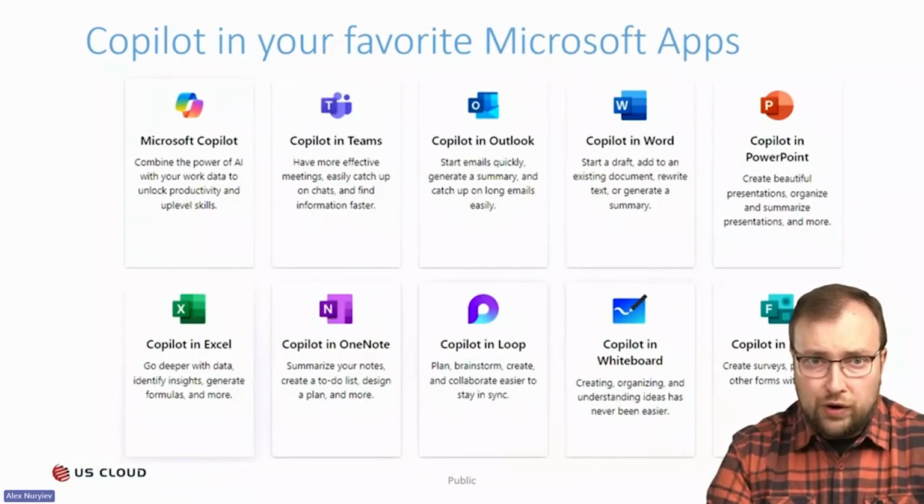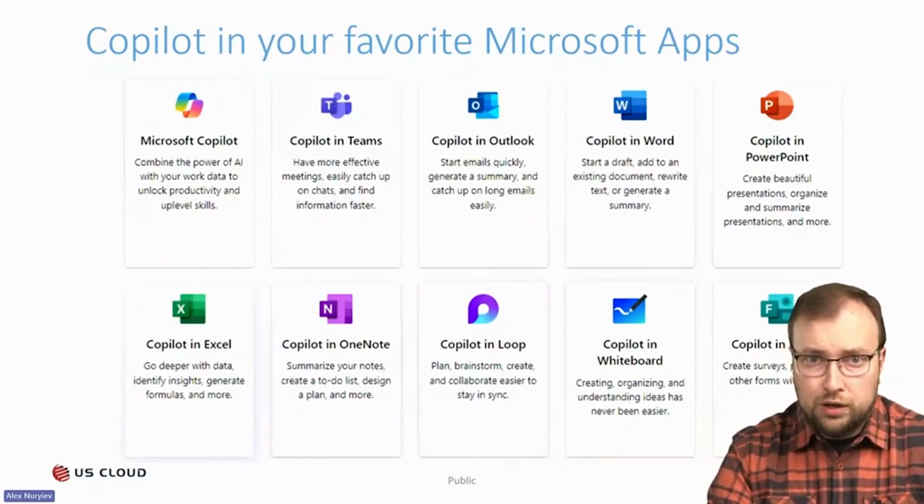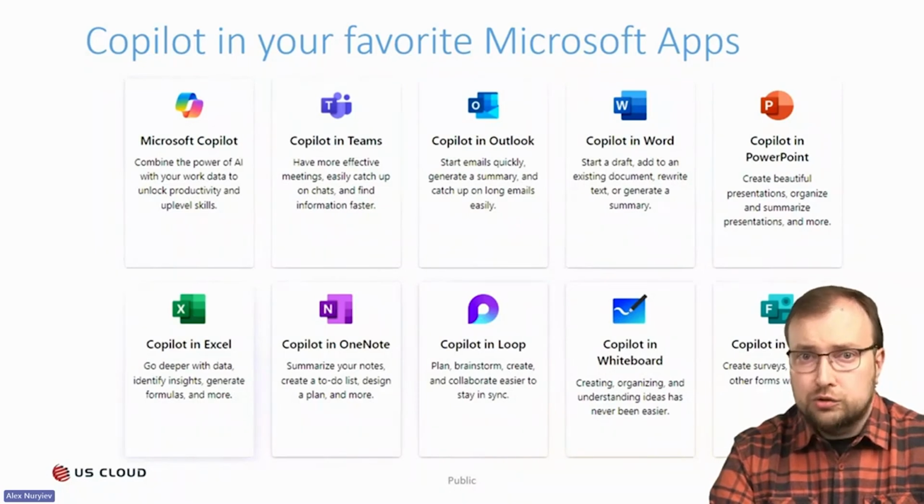Copilot in your favorite Microsoft applications. Copilot for Microsoft 365 transforms your Microsoft 365 experience. It does so by raising the range of applications, including Outlook, PowerPoint, Excel, Word, and Teams, with integrated intelligent features and innovations. Copilot in Teams will give you the possibility to have more effective meetings, easily catch up on chats, and find information faster.